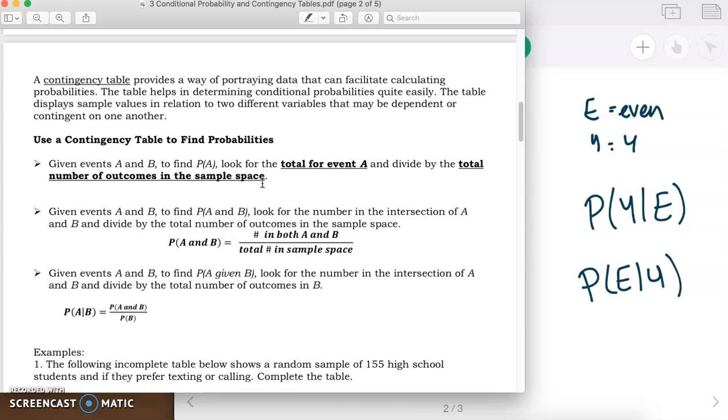Given events A and B, to find probability of A and B, look for the number at the intersection of A and B and divide by the total number of outcomes in the sample space.